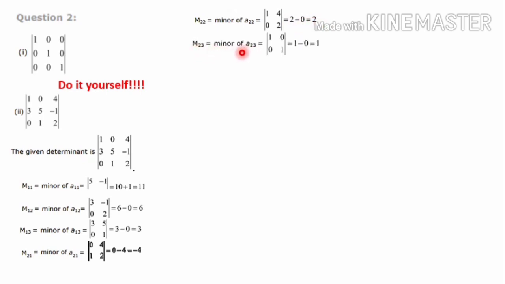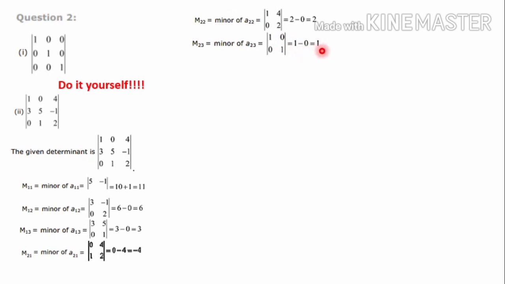Next M23, minor of A23. A23 is this one, minus 1. So that particular row column is gone. 1 0 0 1. These are the elements that we have written here as determinant. Then calculate its value. 1 into 1, that is 1. 0 into 0, that is equal to 0.